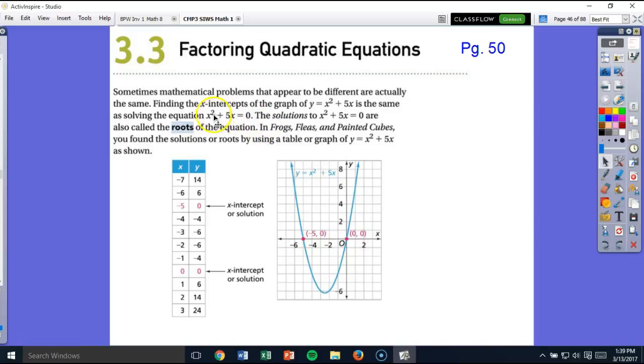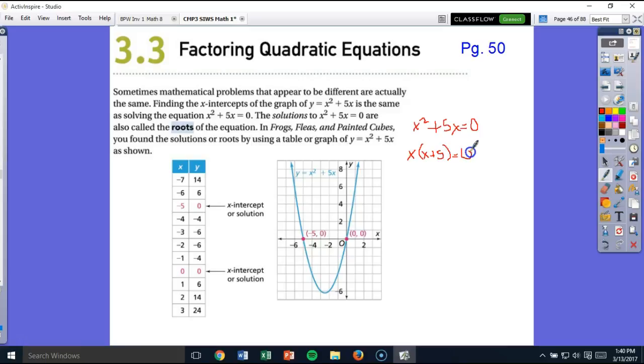If we want to look at solving this equation, we have x squared plus 5x equals 0. Well, we want to factor out our greatest common factor. The only thing that we have that's the same here are the x's. So we would have x times x plus 5, and this equals 0.